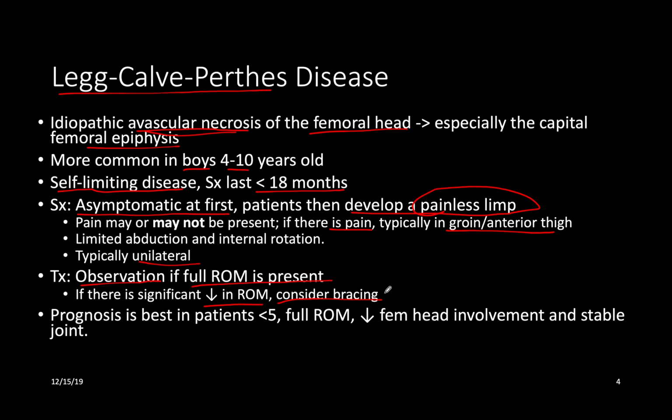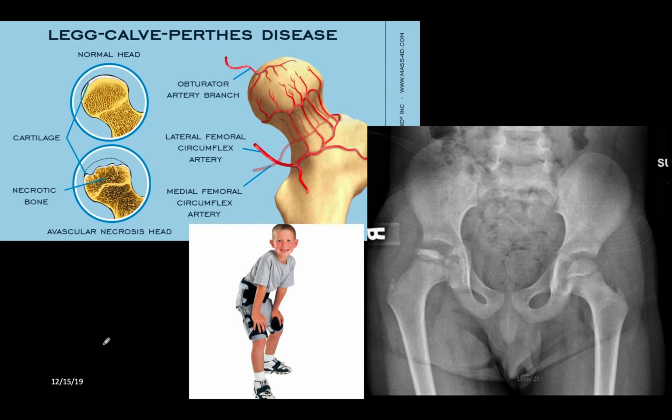Okay. So in terms of our prognosis, if it's a young patient under 5 with full range of motion and decreased femoral head involvement, a stable joint, that's going to be a great prognosis. And then as you take some of these things away, your child's a little bit older, maybe there's a little bit less range of motion, that's going to kind of affect the prognosis and make it a bit worse. Okay. So let's sort of look at some diagrams that will help us to understand this disorder.